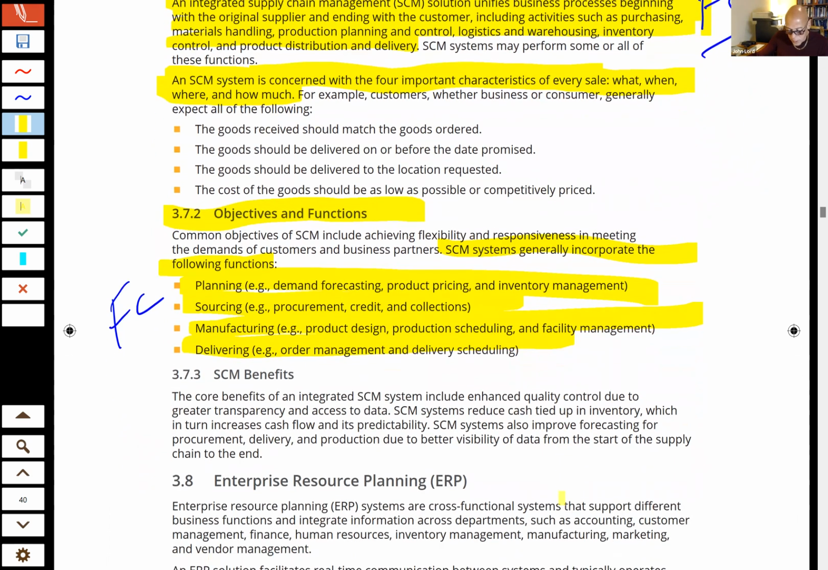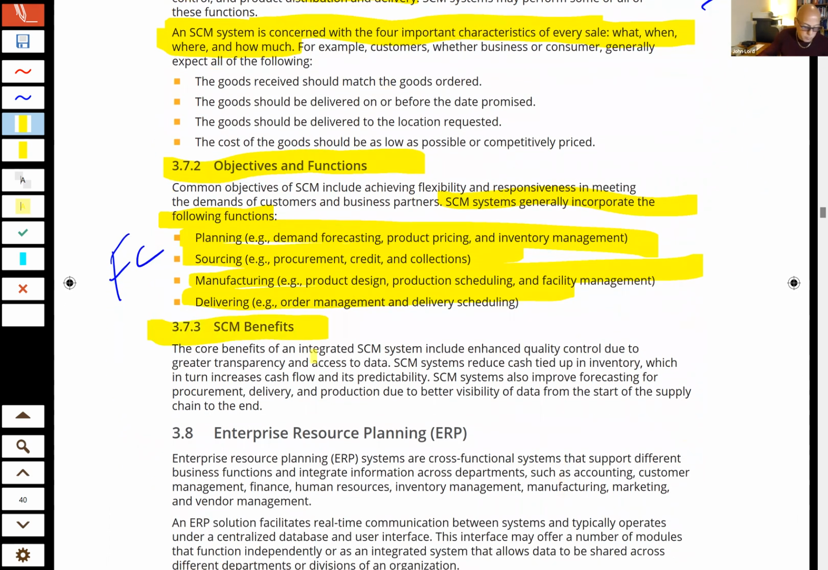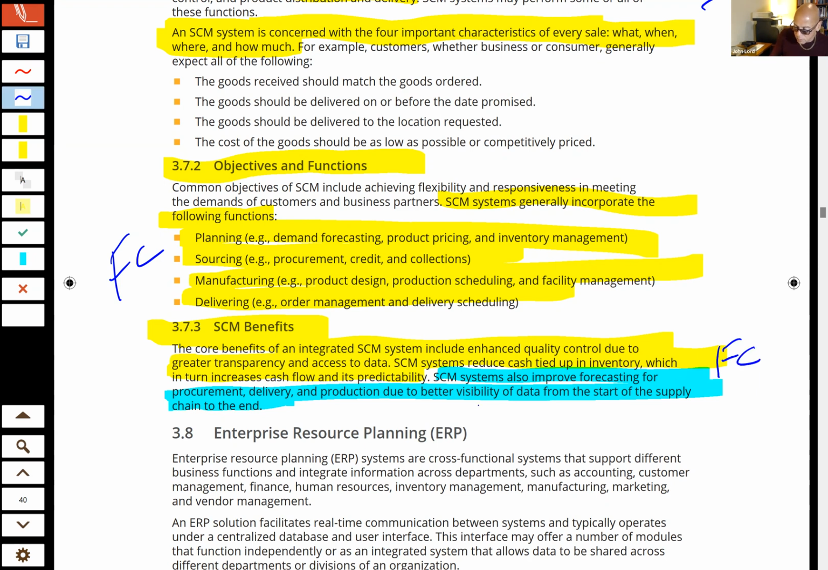Okay, now we come over to supply chain management benefits. The core benefits include enhanced quality control due to greater transparency and access to data, and reduced cash tied up in inventory because we'll be more predictable with these things. And also, these systems improve forecasting for procurement, delivery, et cetera. So I think the obvious benefit here is the forecasting aspect, the ability to have better control of when we're going to be paying for items, when we're going to be ordering items, et cetera.